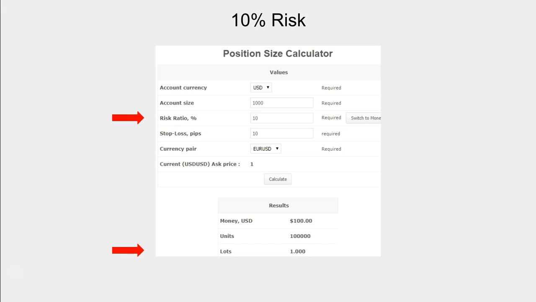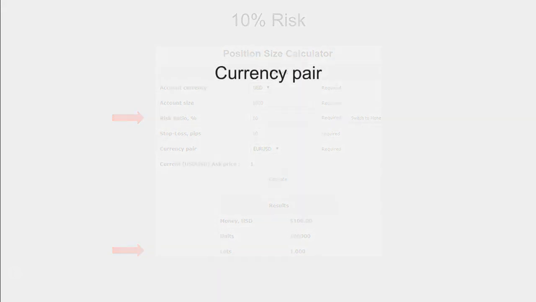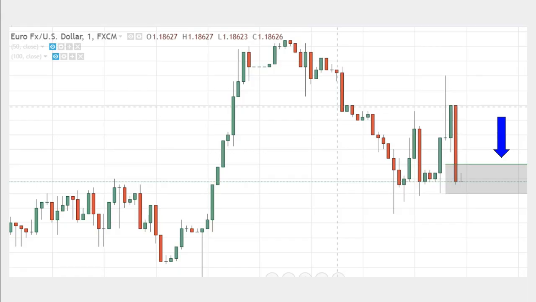This should show you that even though you're risking the same amount of pips, your lot size determines the actual risk. Next, we'll be looking at the currency pair. The size of a single pip is not the same on every pair. This is the size of 1 pip on the Euro/US chart.